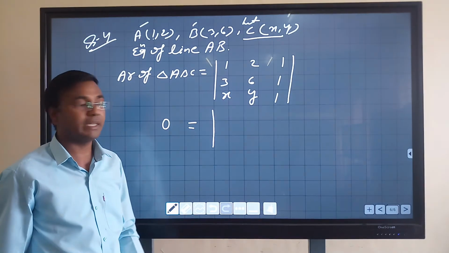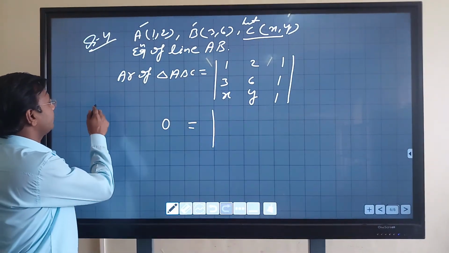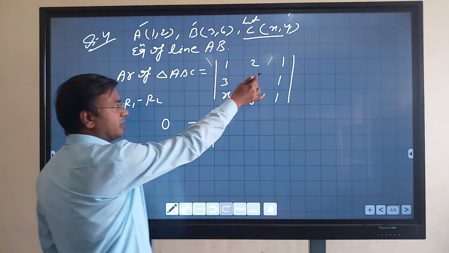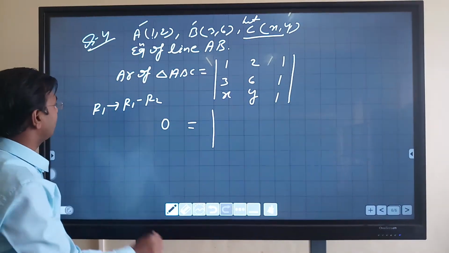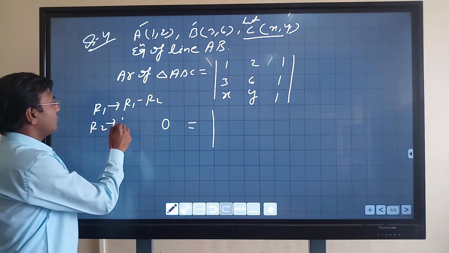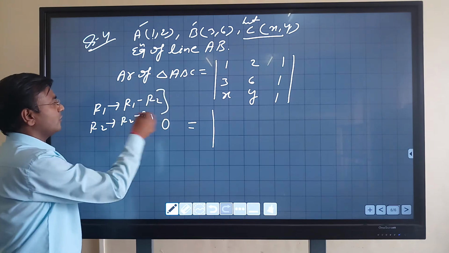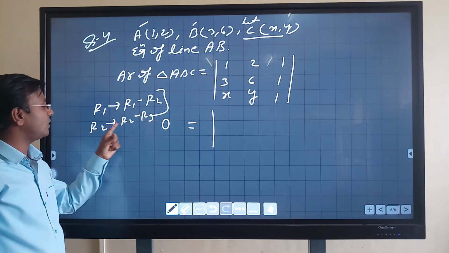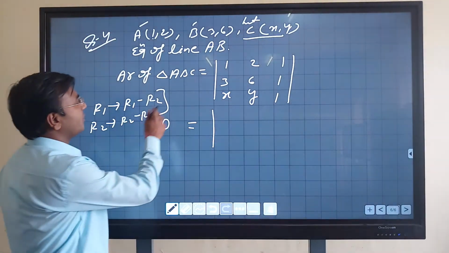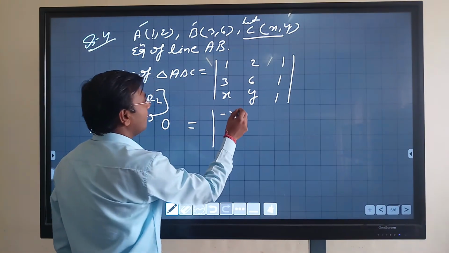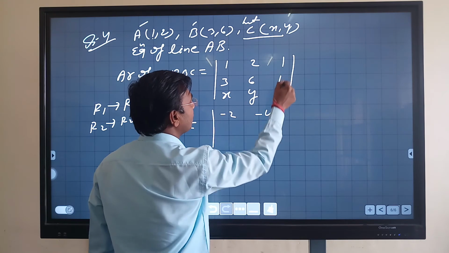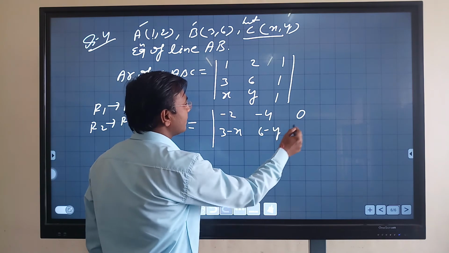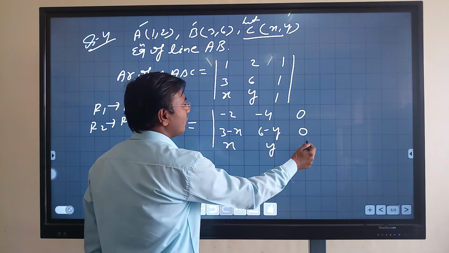So 0 equals to, now use the property, otherwise you can expand the determinant, right? But I am using the property, to make the calculations easier. If you want, you may expand the determinant directly. But for easier calculations, we can apply these operations, R1 tends to R1 minus R2, and R2 tends to R2 minus R3. So R1 minus R2: 1 minus 3, minus 2; 2 minus 6, minus 4; 1 minus 1, 0. Next 3 minus x, 6 minus y, 0, x, y, 1.